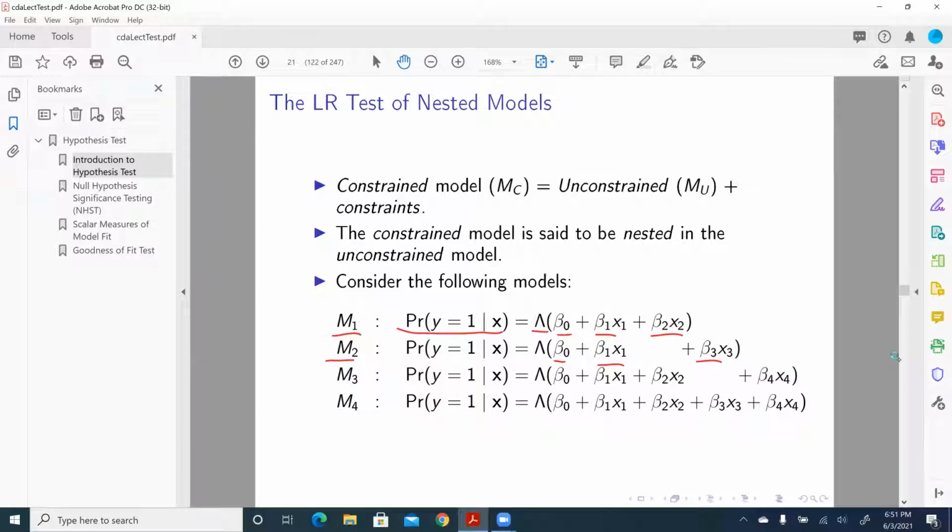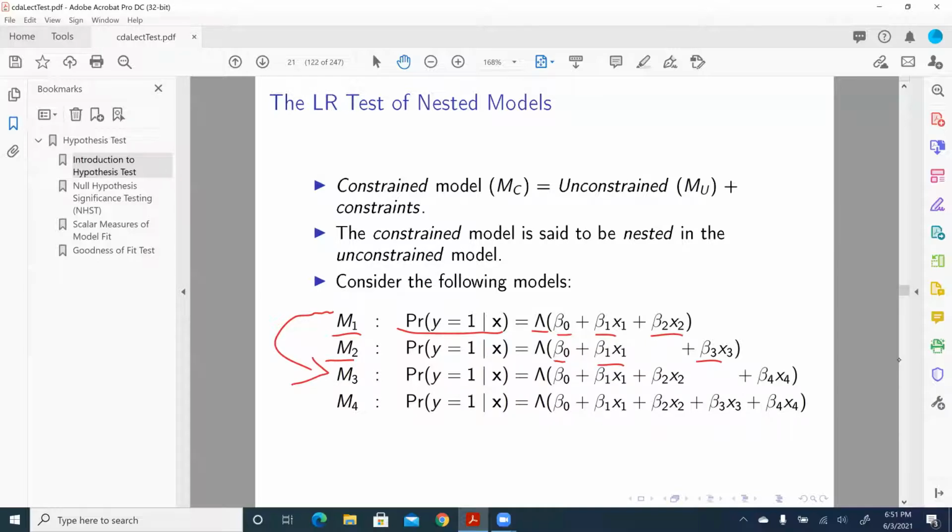When we say nested models, we're talking about, for example, model 1 being nested within model 3, because all the parameters in model 1 combined are a subset of all the parameters in model 3: beta 0, beta 1, beta 2, plus beta 4. How about model 1 and model 2? In this case, they're not nested, because in model 1 we have x2 and beta 2, which are not in model 2, and in model 2 we have beta 3 and x3, which are not in model 1. So they're not nested.